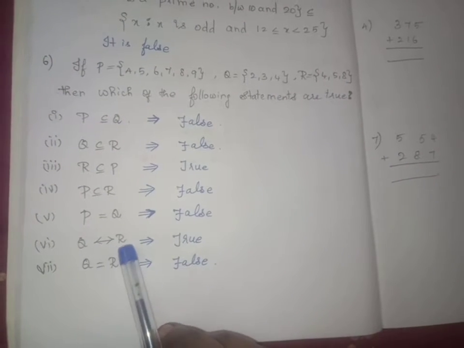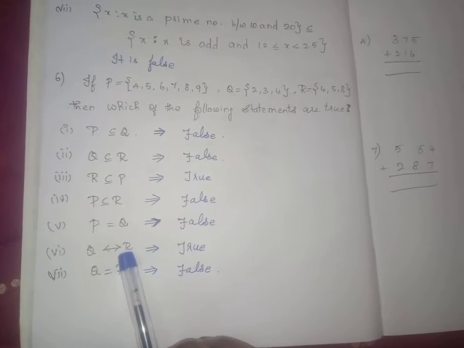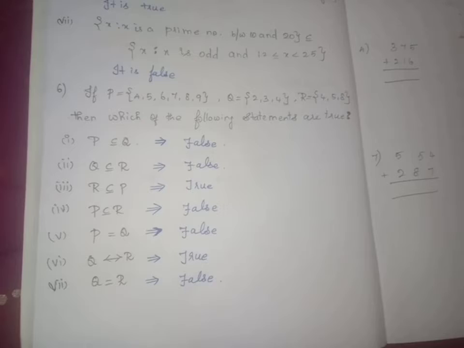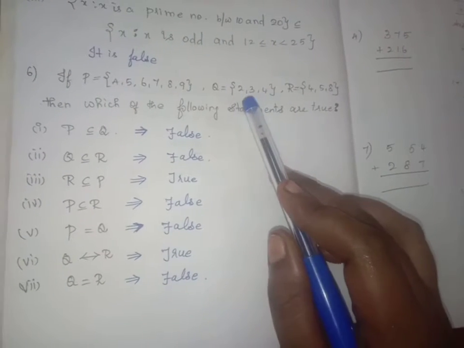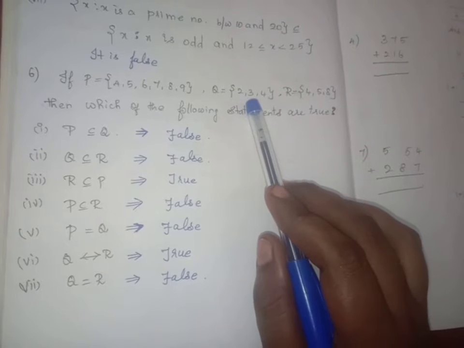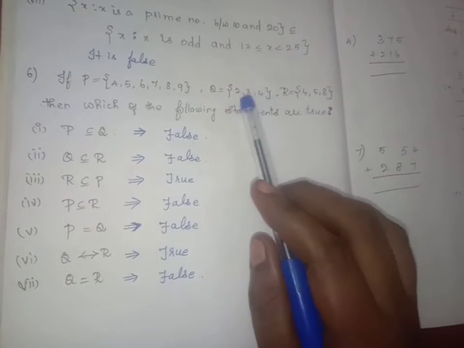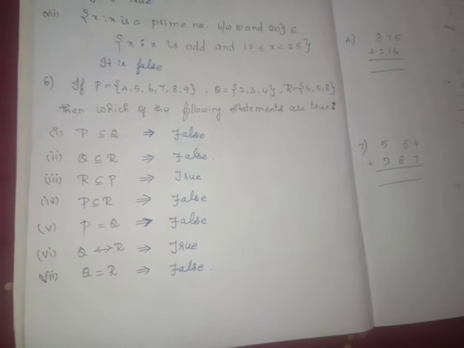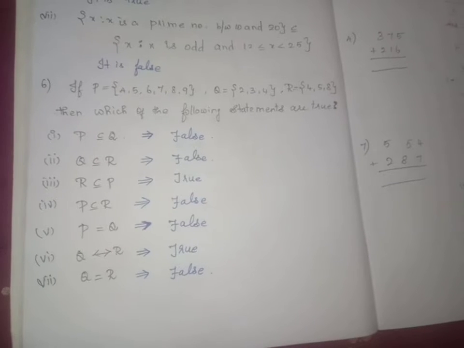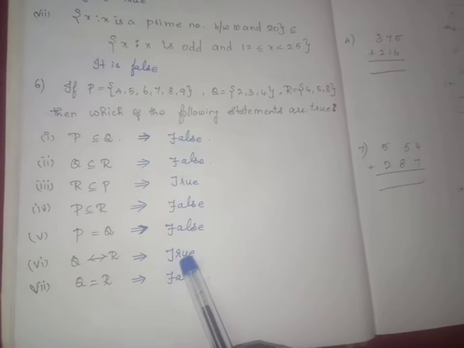Q is equivalent to R. This symbol is termed as equivalent. Equivalent means, as you already know, that two sets having the same cardinal number are equivalent. Q has 3 elements and R has 3 elements, so the cardinal number is the same. The elements are not the same, but we don't bother about that, because equivalent means only the cardinal number is the same. So it's a true statement.